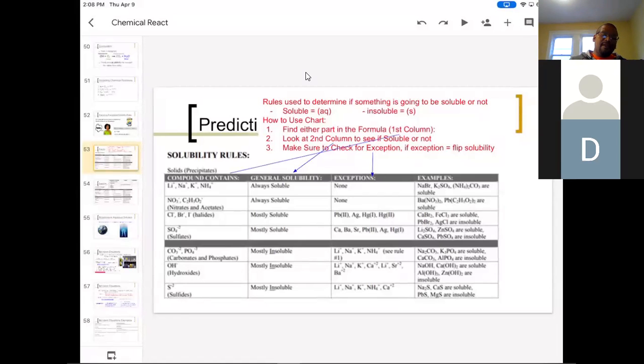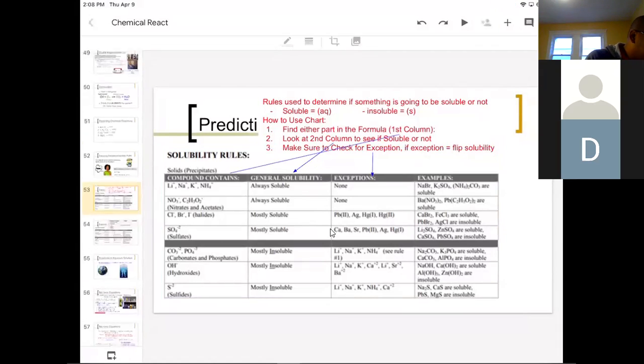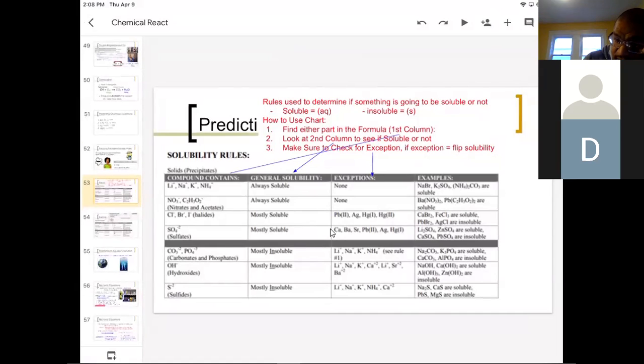I want to go through, like I said, a little bit about predicting the products that we covered last time, just because I do think it's important. For the people who aren't here, basically what you do is you just look for the different parts, and I'll go through the examples to hopefully make that make sense. We want to make sure that we know how to use the solubility chart, because scientists want to be able to get the states. The states become important.